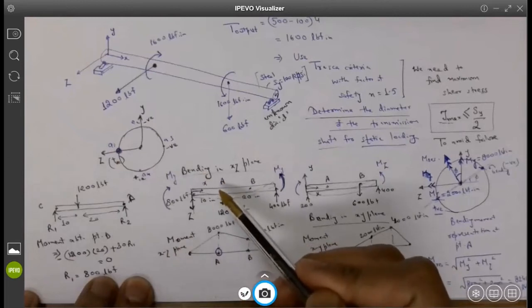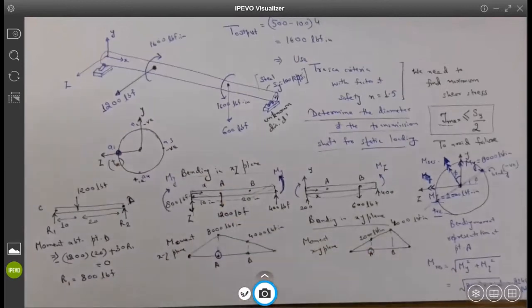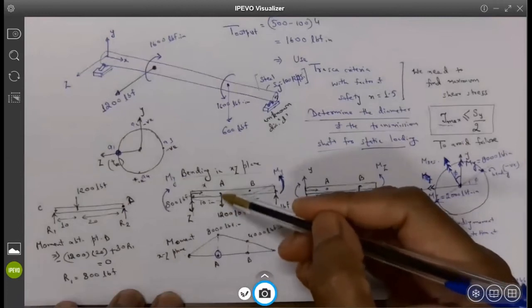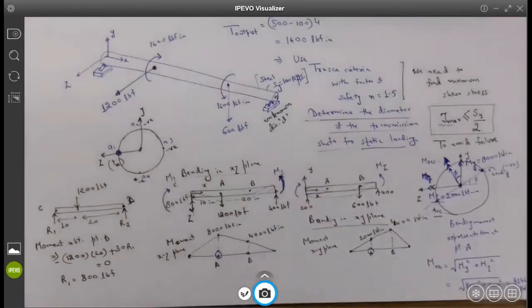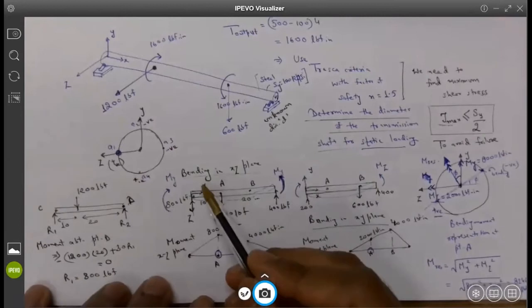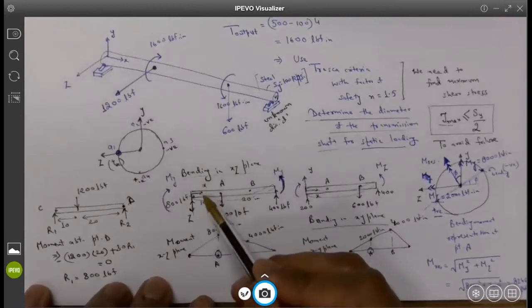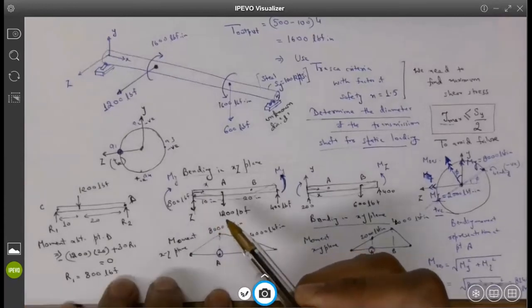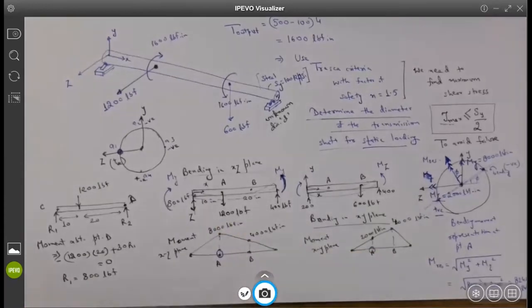Wait, Professor, but isn't your 1,200 pounds going down? Yeah, in the Z direction. Be very, very careful about the coordinate systems. If you're not careful about the coordinate system, it will be hard to follow what we are doing. Okay, now I'm really confused.